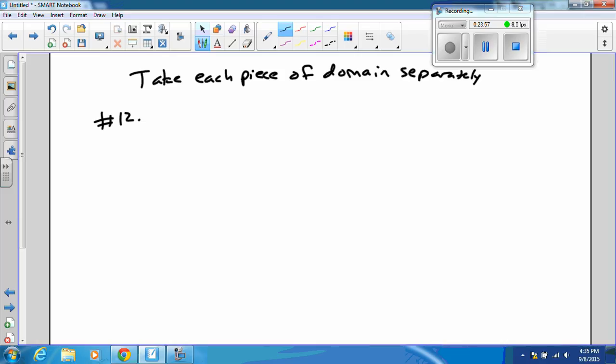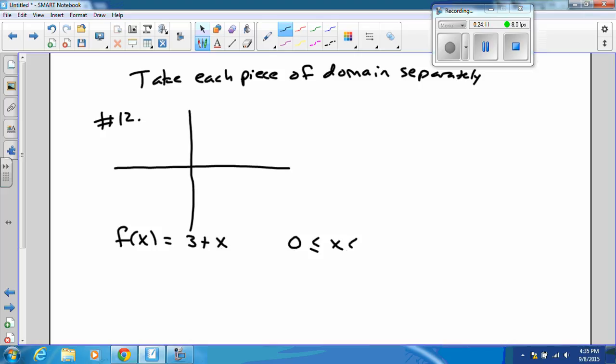Take each piece of the domain separately. And so in the case of number 12, we have the function f of x equals 3 plus x when x is between 0 and 3, and 2x when x is greater than 3.